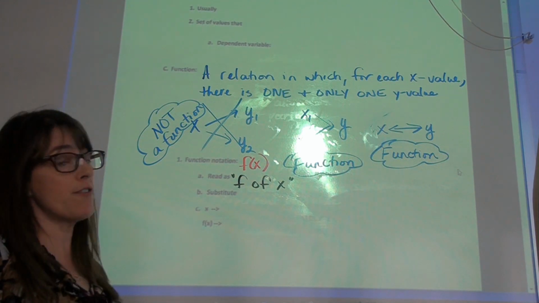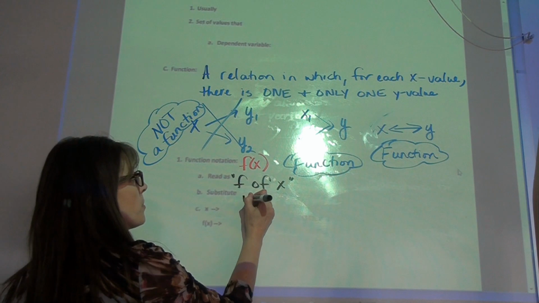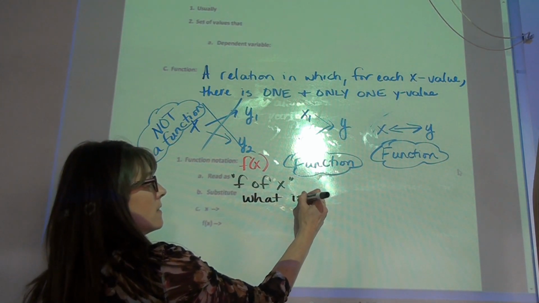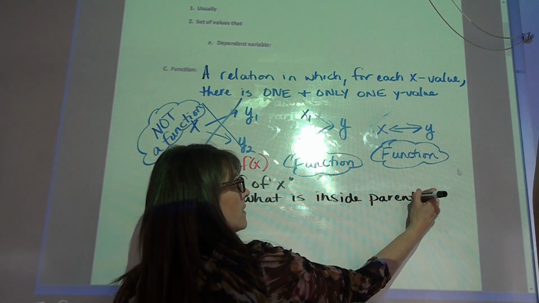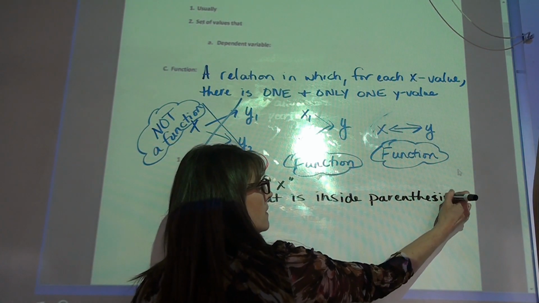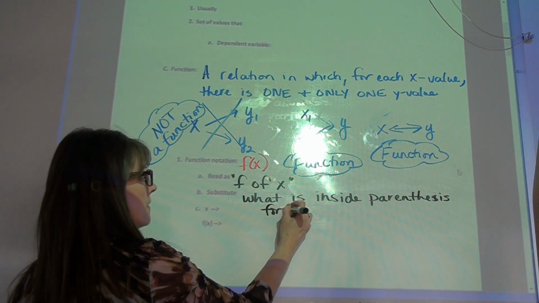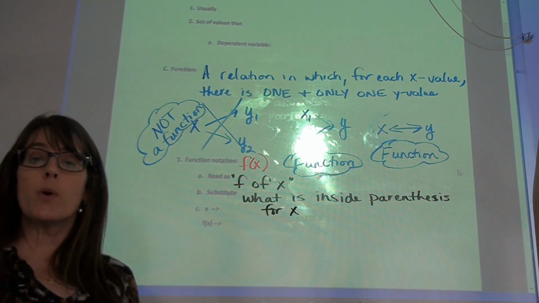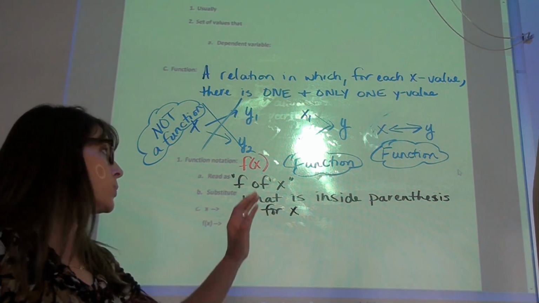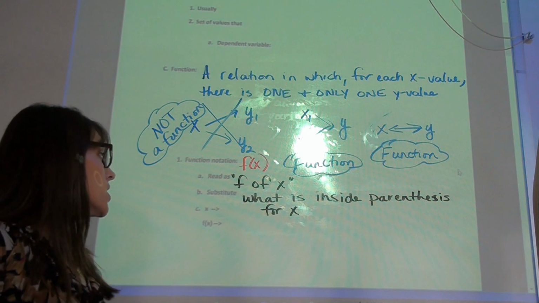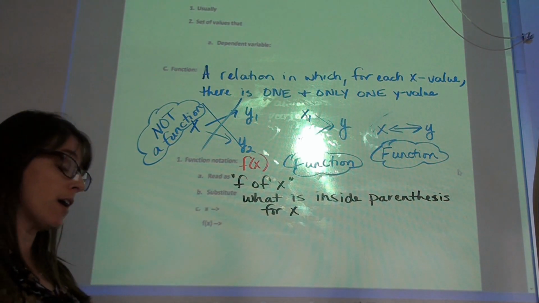But when you see f of x, what that means is you are going to substitute what is inside the parentheses for the x. Everywhere you see an x within that relationship, within that function, you're going to substitute what is inside the parentheses for that x. So whenever you have functions, you've got an x and you've got an f of x.